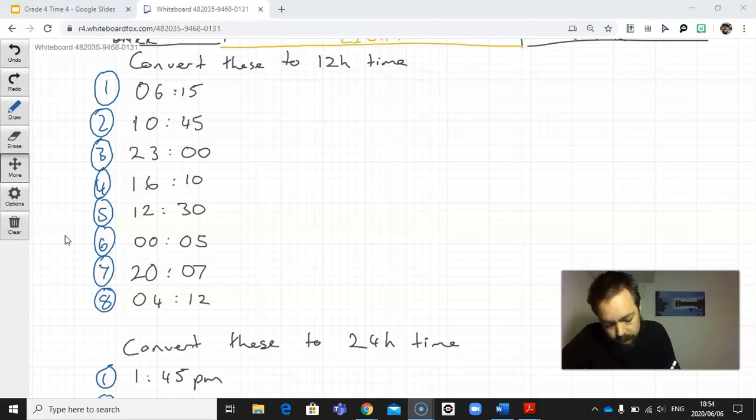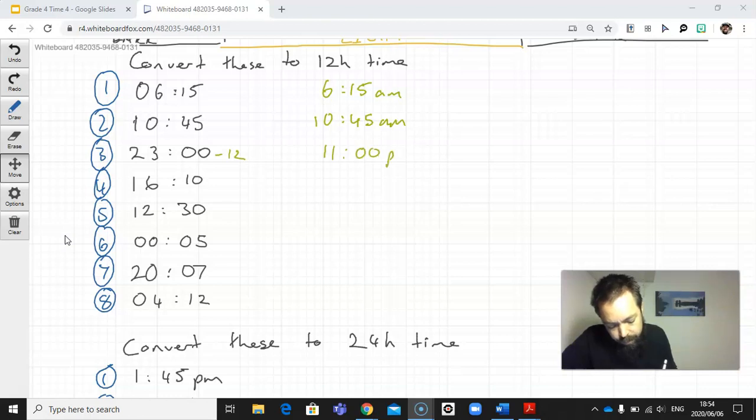6:15 is in the morning, so that is 6:15 a.m. If you leave off the a.m., you are incorrect. 10:45 is also in the morning, so it's 10:45 a.m. 2300 is in the evening. It's after the middle, so I'm going to minus 12, and I find out that that is 11 p.m. Also in the afternoon, after the middle, so I'm ending up with 4:10 p.m.